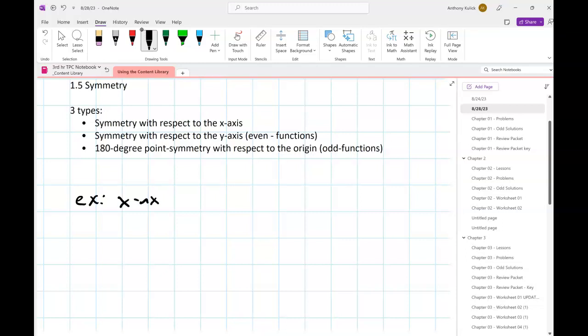So here is symmetry with respect to the x-axis. If you have the equation x equals y squared, what would that look like if we rearranged it so it was a y equals equation? Right, we've just been doing this recently. If I wanted to rearrange x equals y squared so that I could type it into my calculator as a y equals equation, what would it look like?